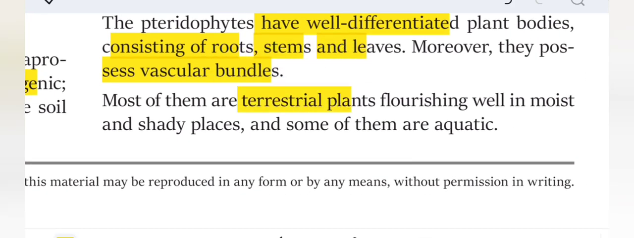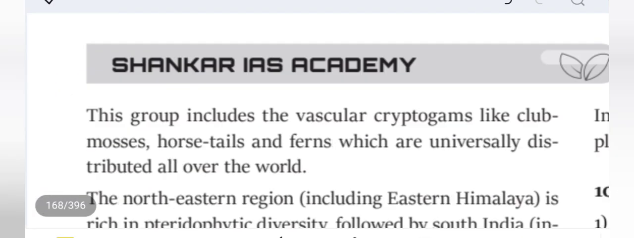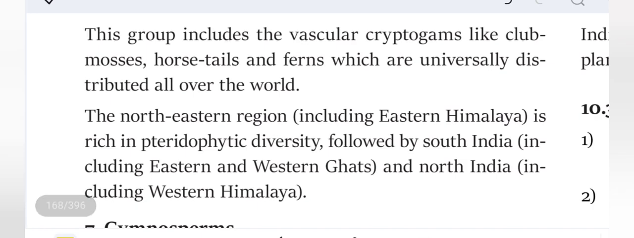Most of them are terrestrial plants flourishing well in moist and shady places. Some of them are aquatic. Okay, aquatic भी है, terrestrial भी है. Okay, these are the pteridophytes. This group includes vascular cryptogams like club mosses, horsetails and ferns, which are universally distributed all over the world.